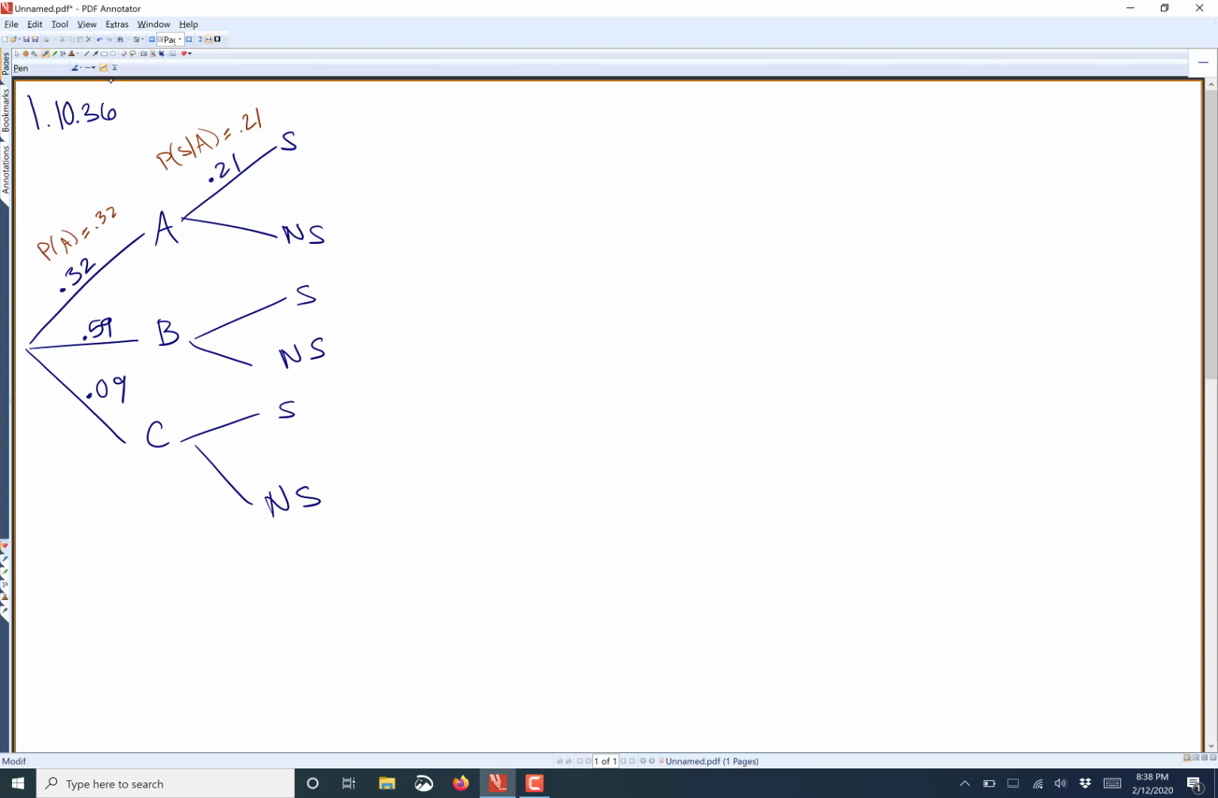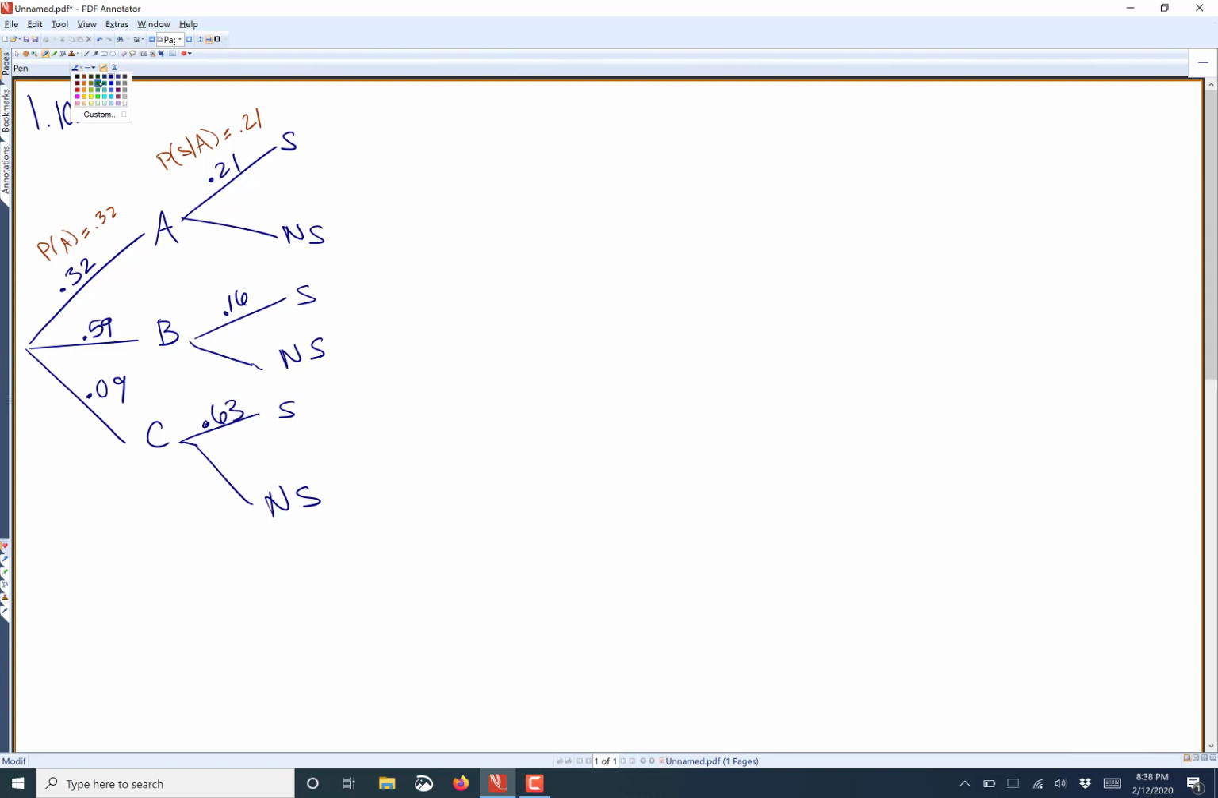Let's see. Then it says of the people that have strain B, 16% have symptoms. So if you know they have B, then 16% have symptoms. And if you know they have C, then 63% have symptoms. Okay, so you'll notice I have some branches that aren't filled in here.